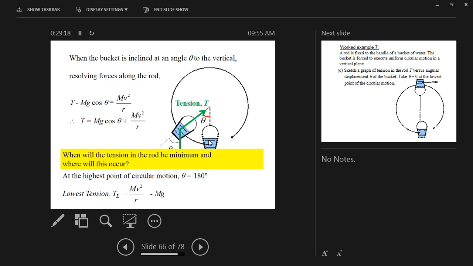Now this is in discussion of how T actually varies with your theta. You are asked to sketch a graph of tension versus the angular displacement theta of the bucket. So this is the equation. Okay, T is related to theta by this relationship. So your end result should be a cosine graph, okay, shifted up by mv squared over r.